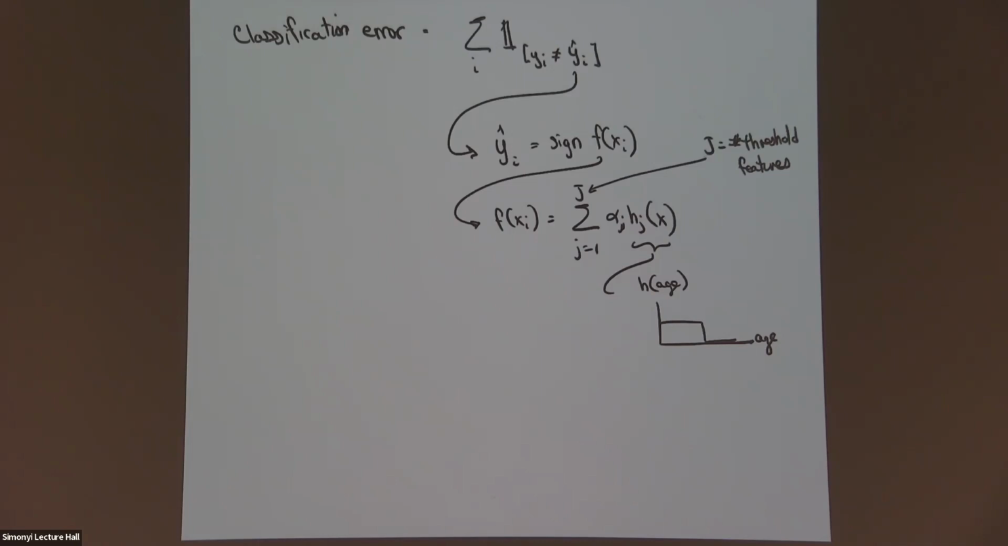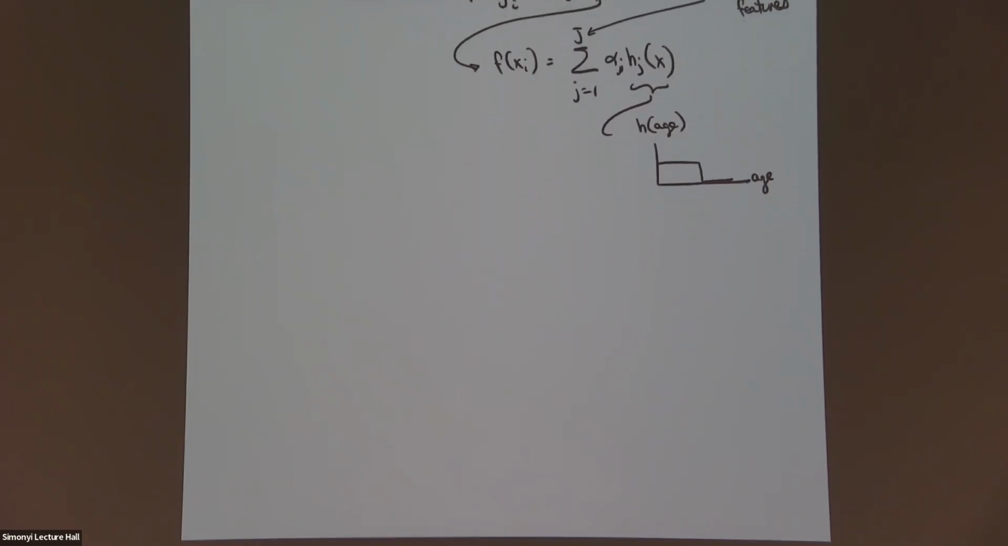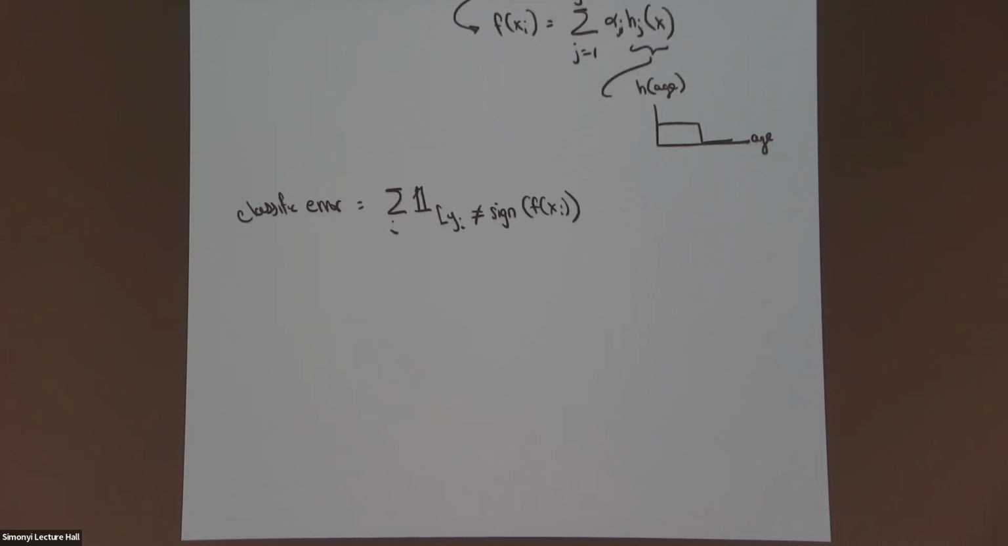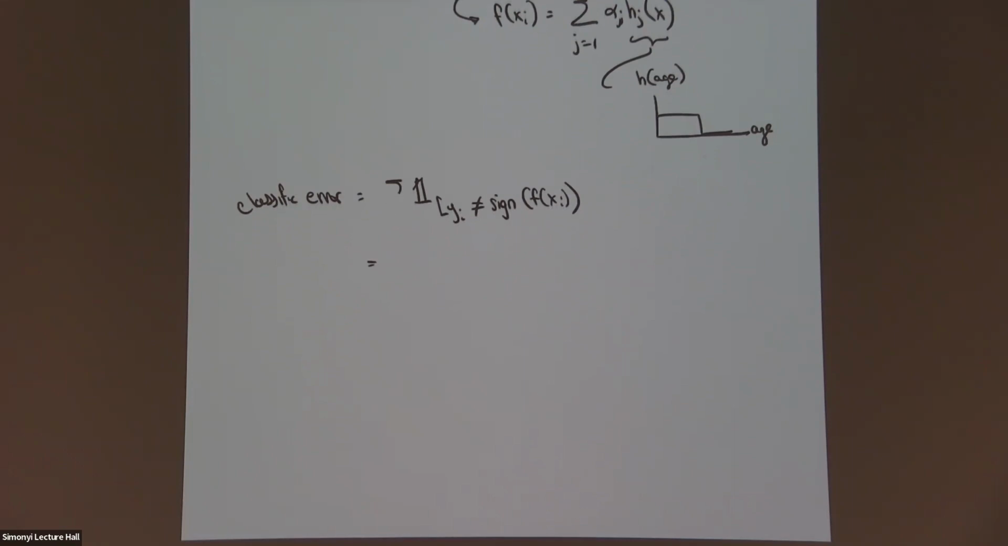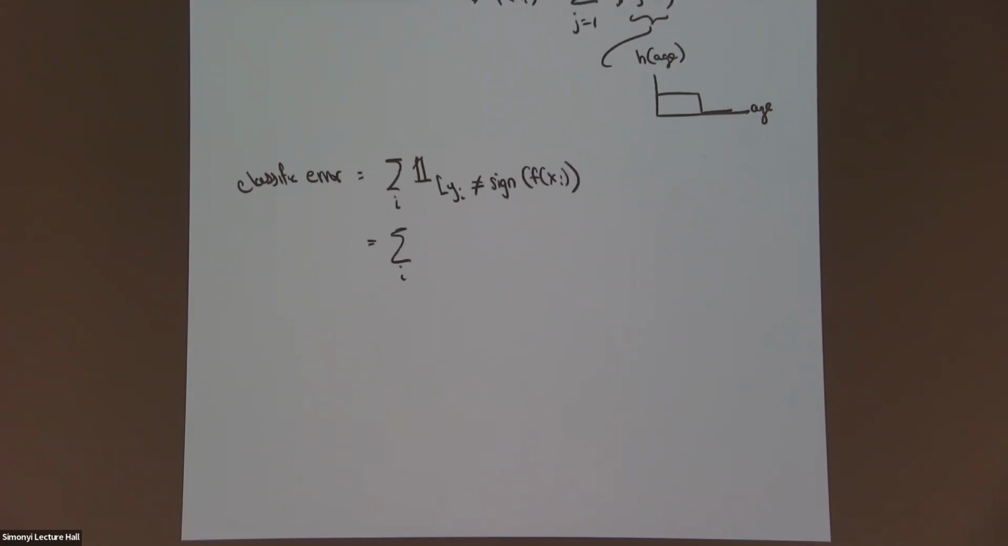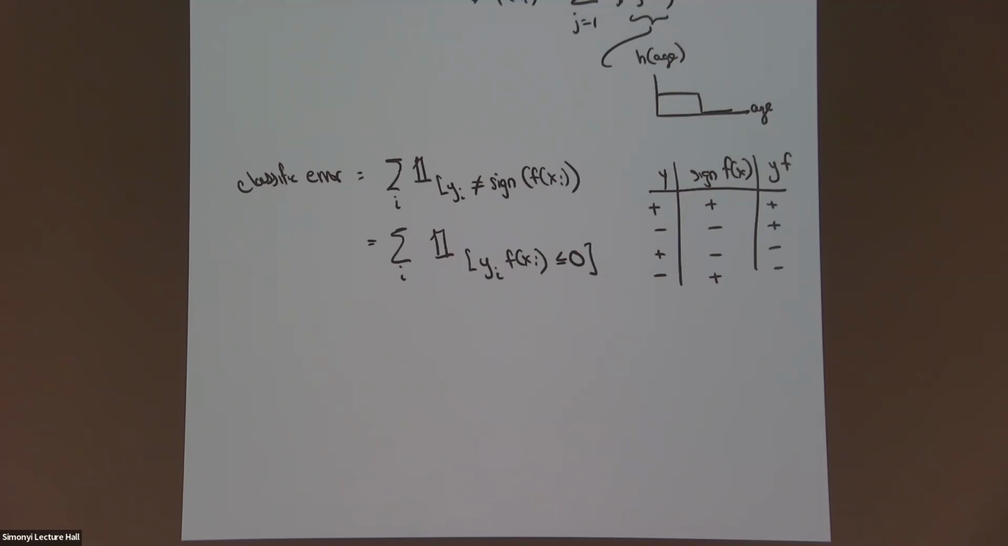All right. So then I can write down my classification error. It is the sum over i of 1 if y does not equal the sign of f of x. And then I can also write this as the sum over i of 1 if yi times f of xi is less than or equal to 0. So why is that true? If you think about y and the sign of f of x, and then you do y times f, well, plus minus, put in the whole truth table here. Then y times f is positive, positive, and then negative. Hopefully you guys can see that.